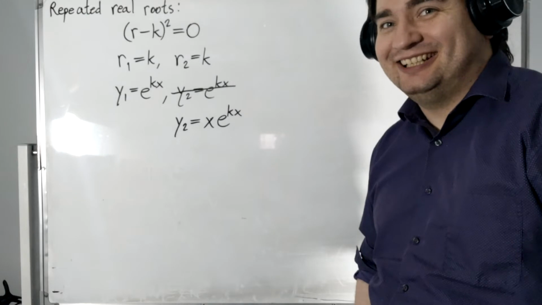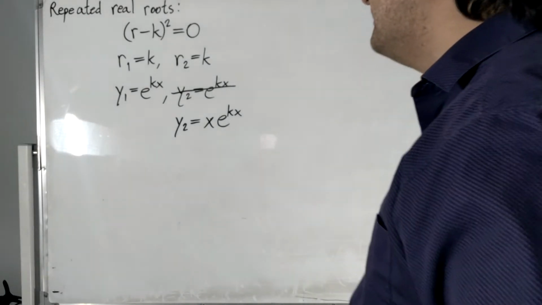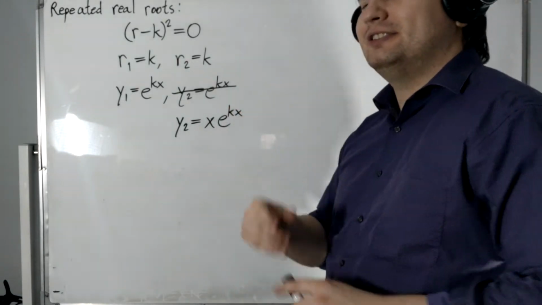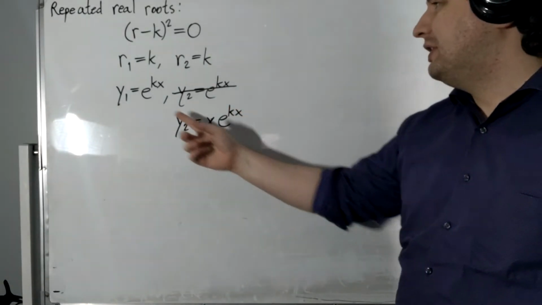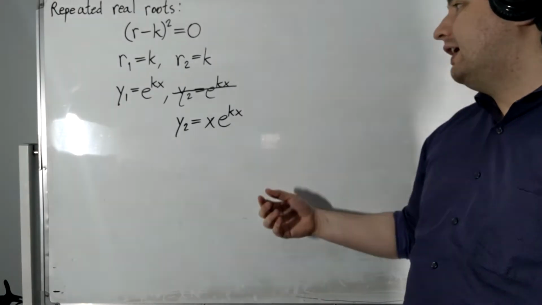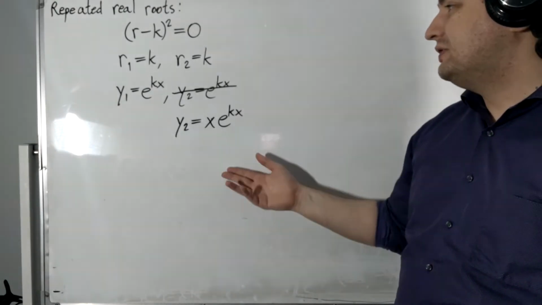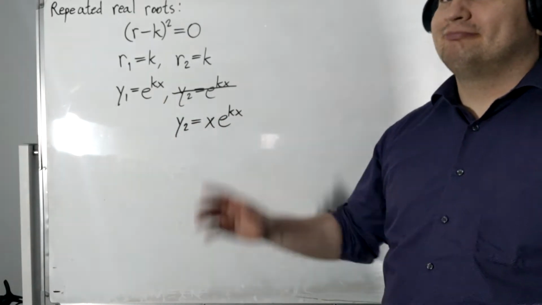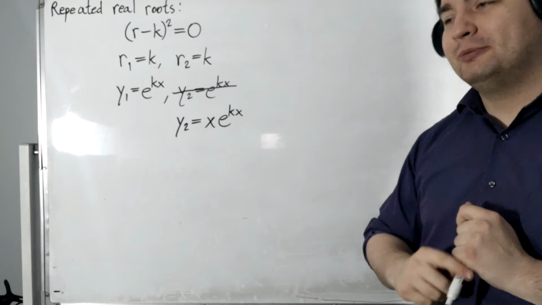That's it. Okay, that's how you handle the case of repeated real roots. Now these two are linearly independent. You can check that using the Wronskian. And so therefore the general solution is going to be all the linear combinations of these two. Of course, we're going to do some examples.